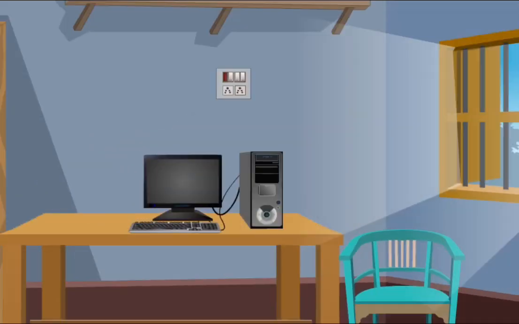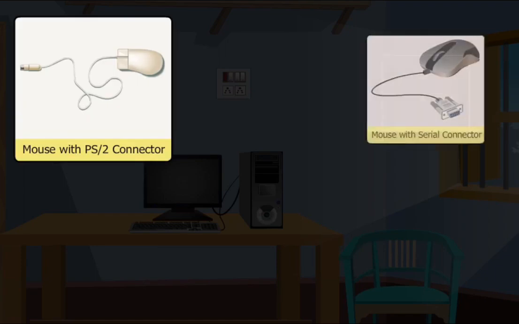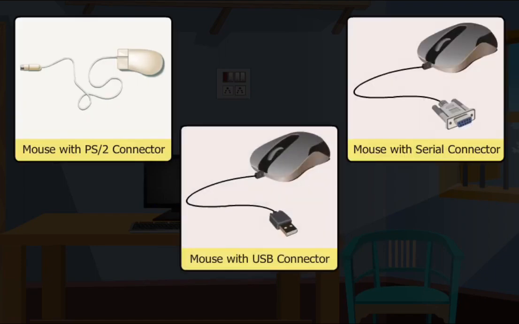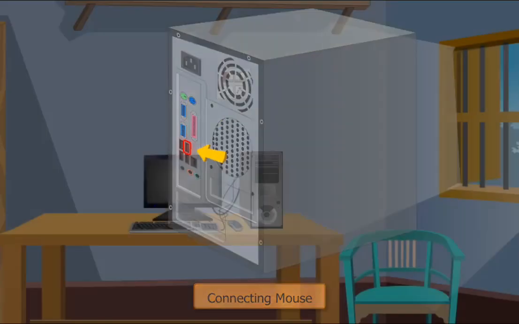After connecting the monitor and the keyboard, we need to connect the mouse. A mouse has three models of connectors. These are PS2, serial, and USB connectors. If the mouse has a PS2 connector, connect it to the PS2 mouse port in the system unit. If the mouse has a serial connector, connect it to the serial port in the system unit. And if the mouse has a USB connector, connect it to any USB port in the system unit.